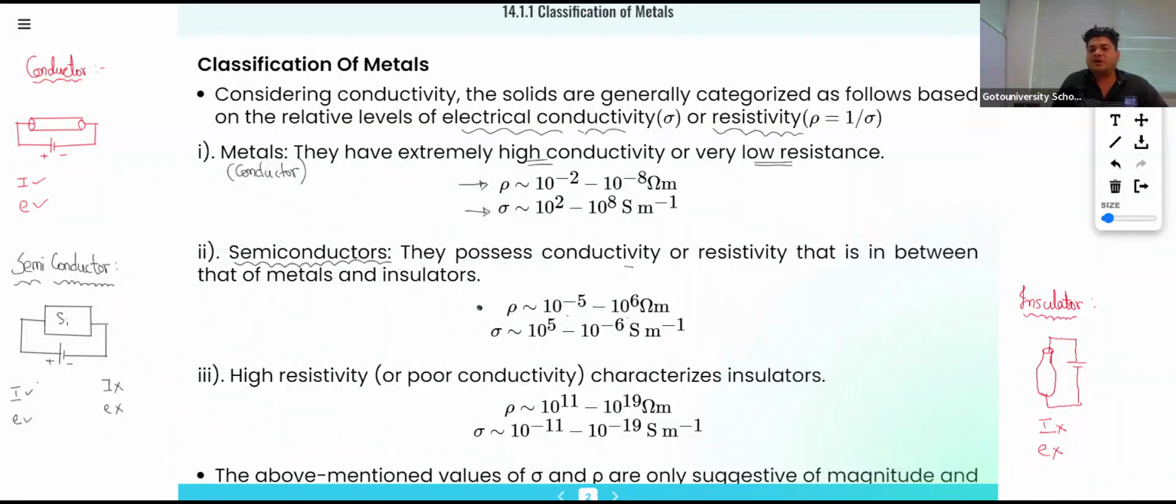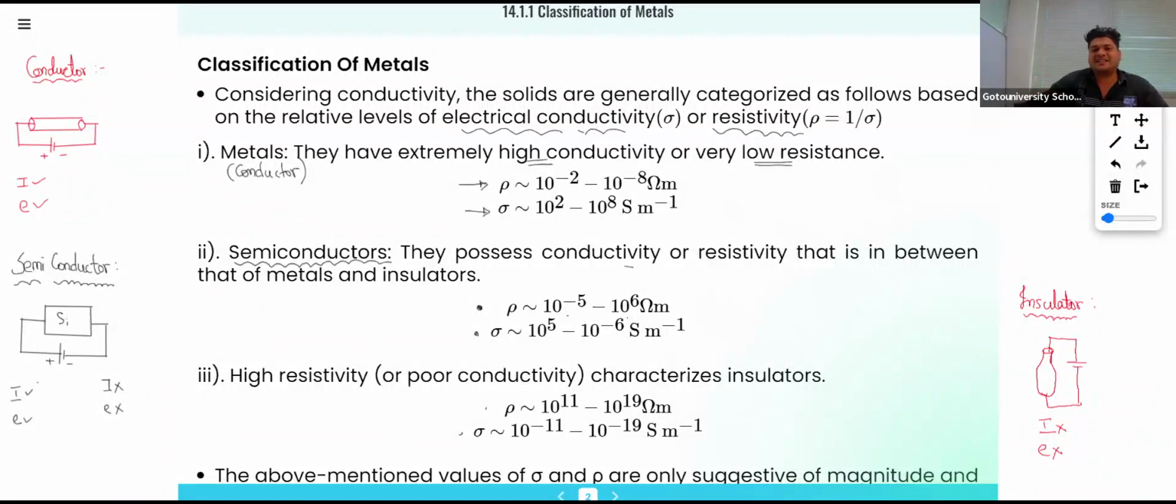And what about the conductivity? It is just the reciprocal of resistivity, so it will be 10 raised to 5 till 10 raised to minus 6 Siemens per meter. Okay, now we should see about the insulator. In the case of insulator, you have the resistivity from range 10 raised to 11 to 10 raised to 19 ohm meter. And in the case of conductivity, we have a range from 10 raised to 11 to 10 raised to minus 19 Siemens per meter.